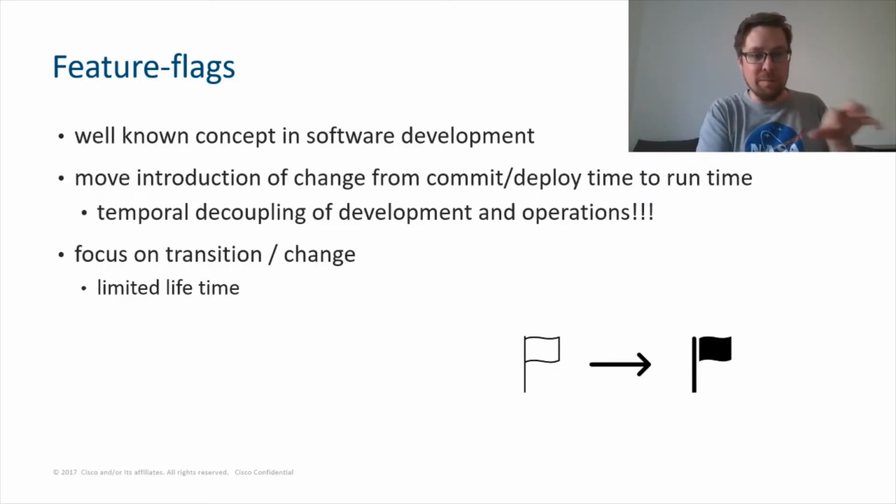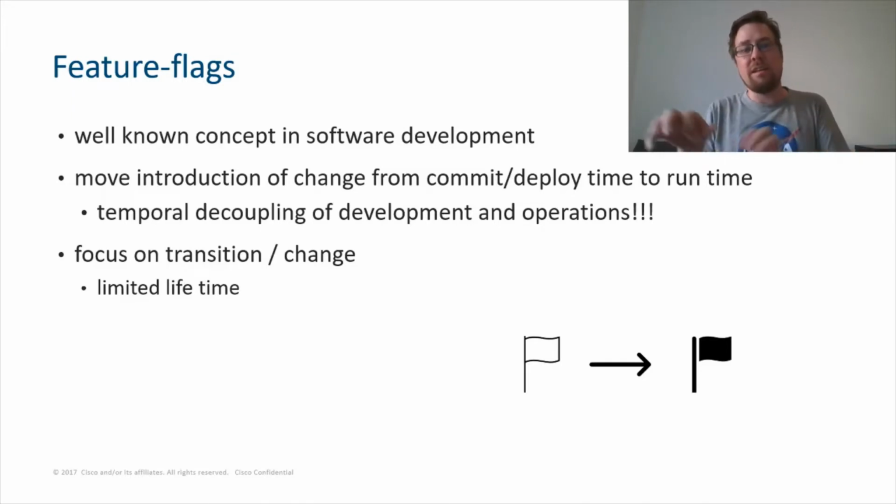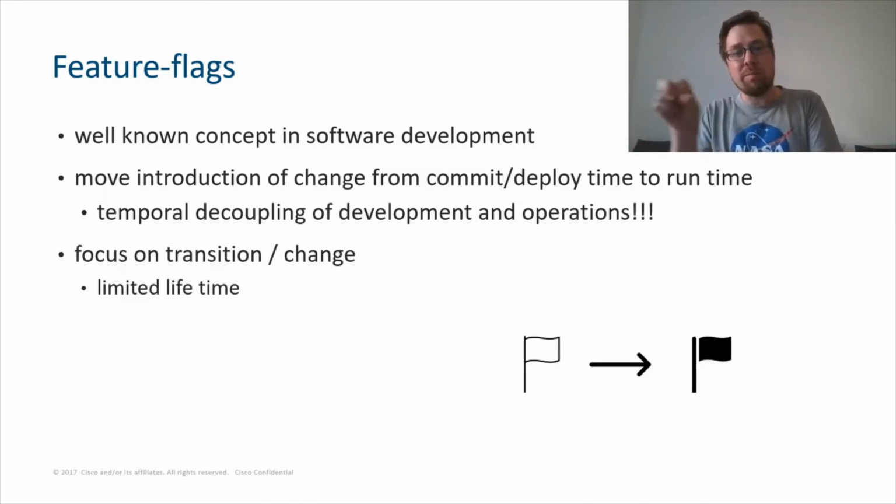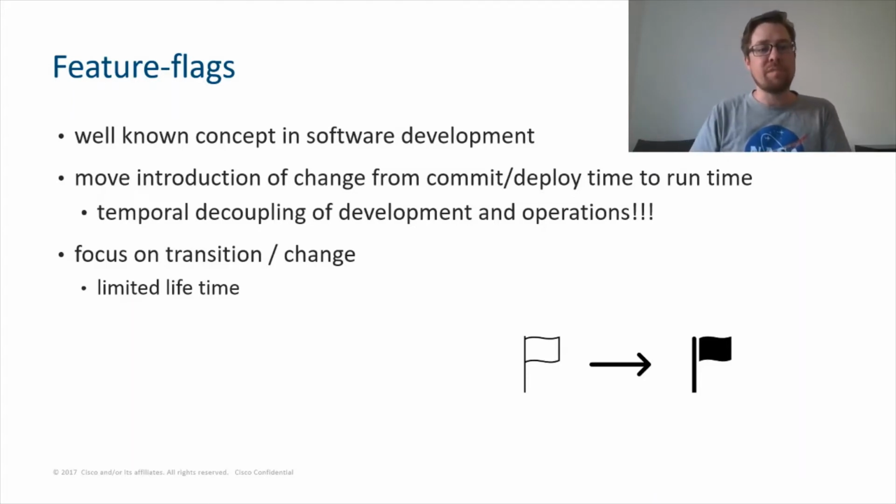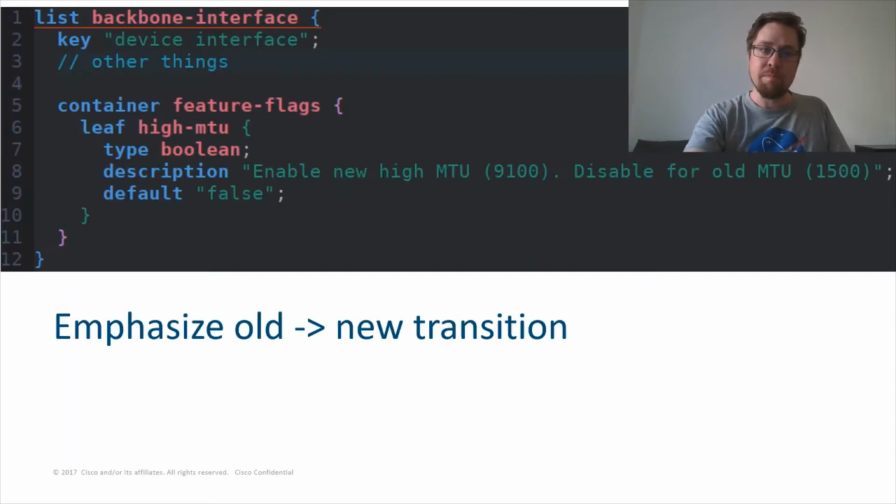We can do development whenever we want, sort of, and once we're done, the operations can decide at what point in time they actually want to deploy these features, right? So that's what the temporal decoupling is about. And a feature flag is very much focused on a transition or a change of something, and they also have a limited lifetime. And we're going to look at what exactly that means.